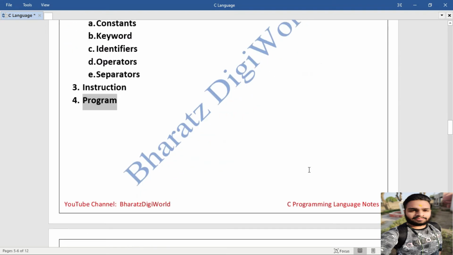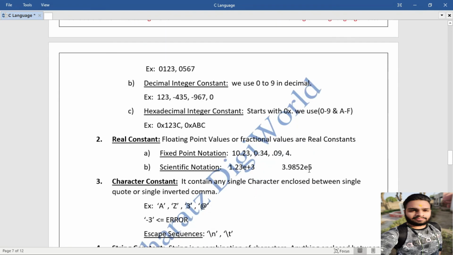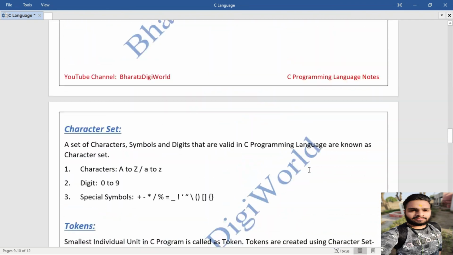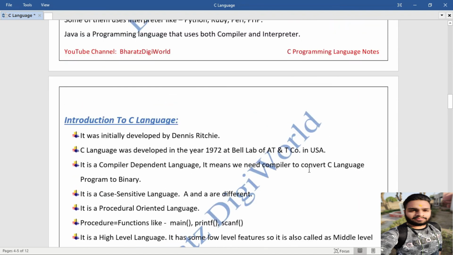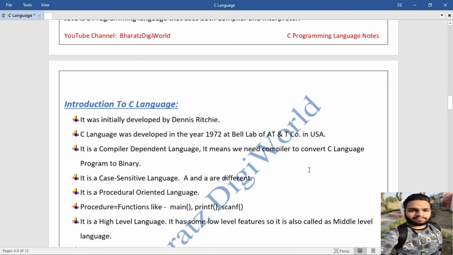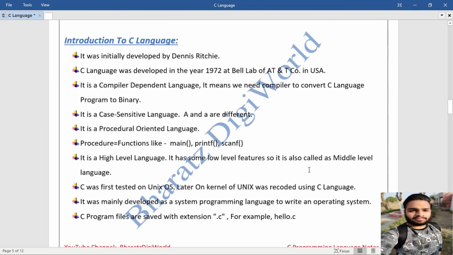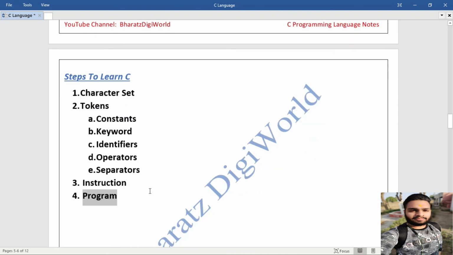So guys, this is all for today. In our next video, we will learn about character set, tokens, identifiers, keywords, operators and all. So guys, I hope you understand about what is a C language and the history of C language, and you have also learned the steps to learn the C language. Now we will learn all of them in detail in our next video.